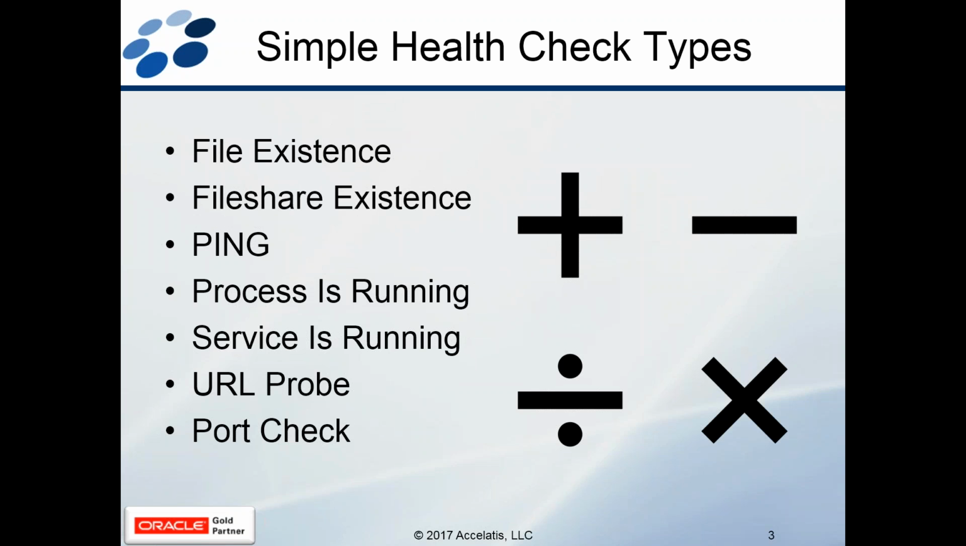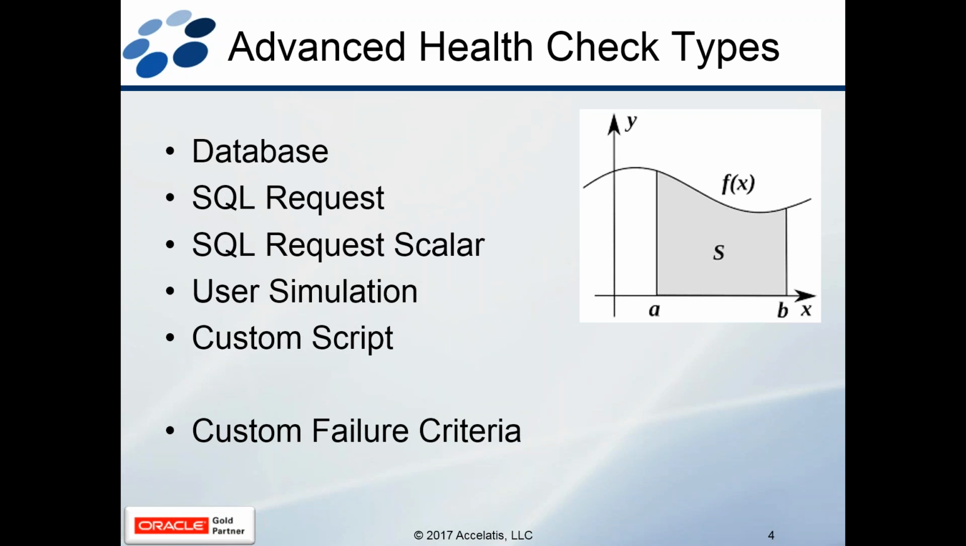So today we're just going to go over creating simple health checks. I wanted to go over the different types of health checks. The simple health checks are the ones that don't need any framework underneath them. You can just go to the module and create them. Those include the file existence, file share existence, pings, processes, are they running, services running, URL probes, or port checks. Again, you can always go into the module and create these on the fly. You don't need to do anything other than hit the plus sign.